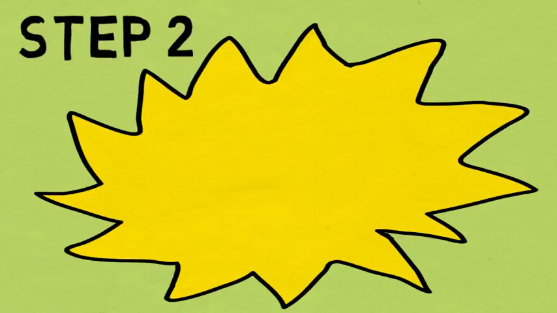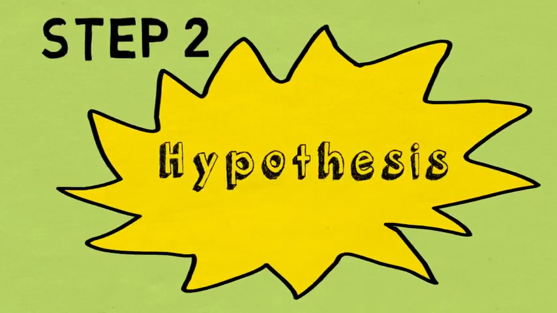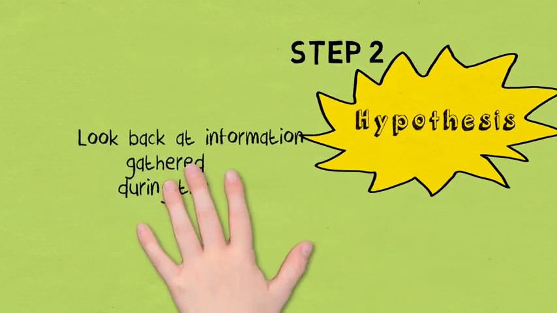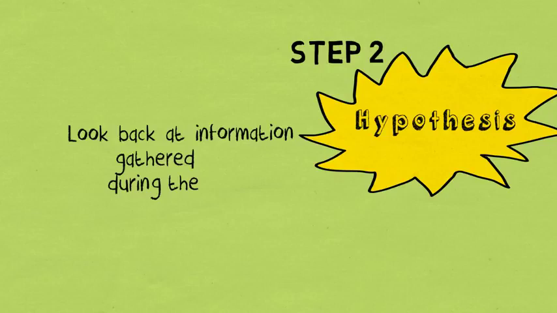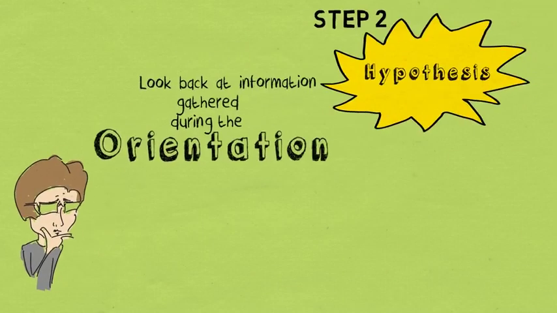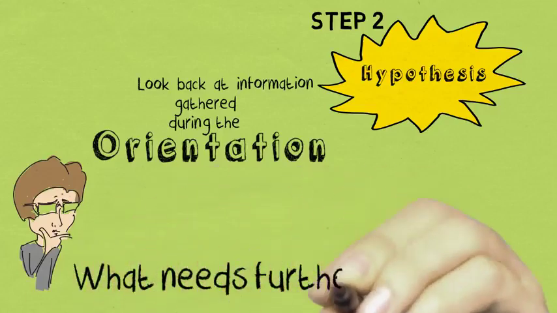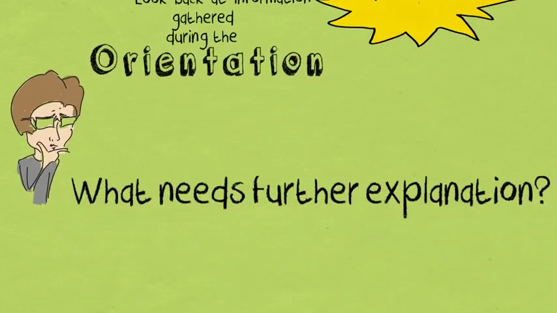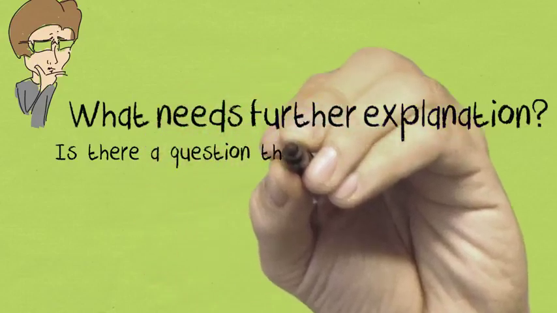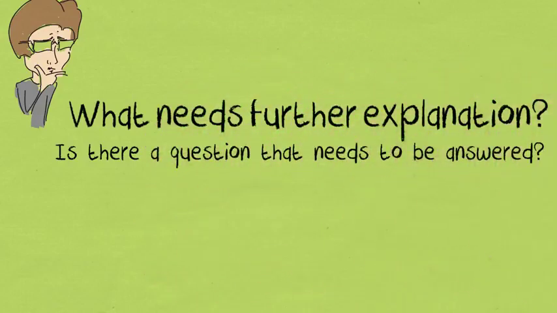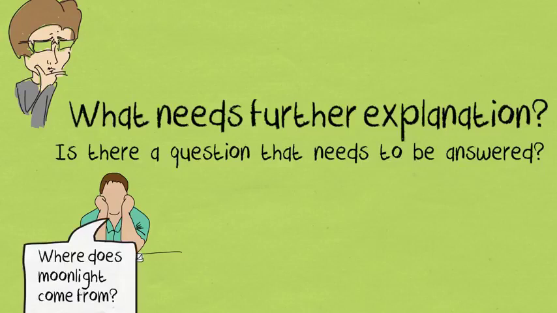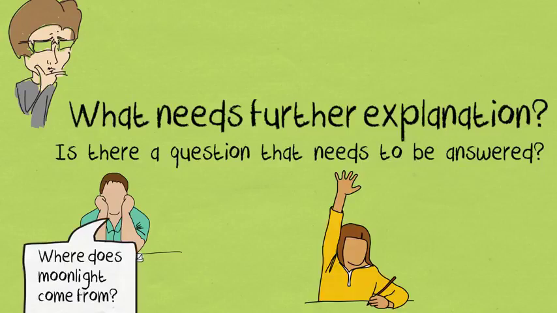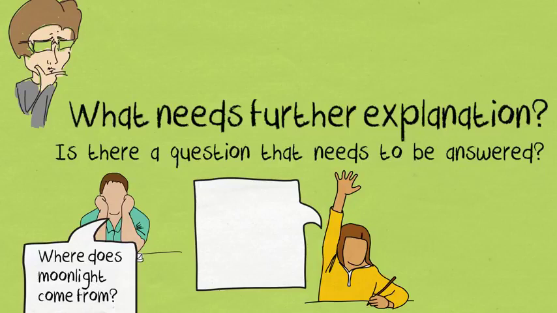Step 2 is the hypothesis. During the orientation, a lot of information is gathered. Based on this prior knowledge and information, there may be something that the student would like to investigate further. For example, questions may have been raised that students would like to find answers to, or a student may propose an explanation which needs to be further explored. This becomes the starting point for further investigation, a project or research.